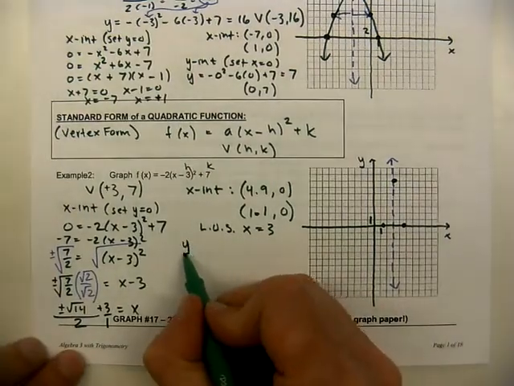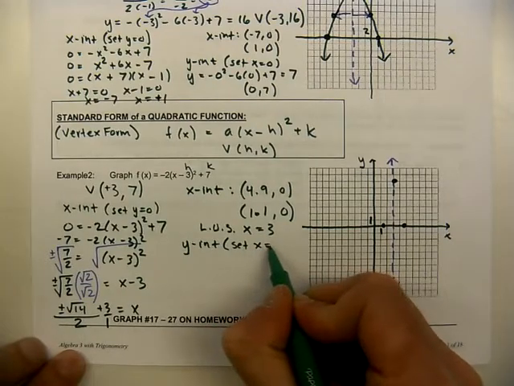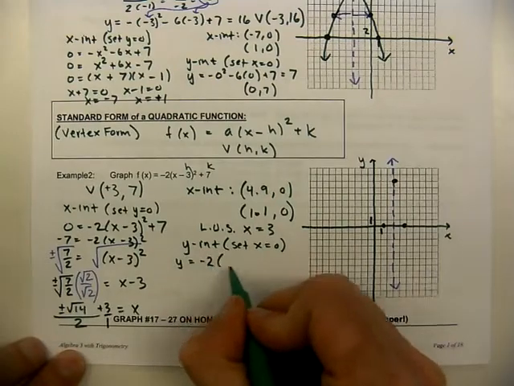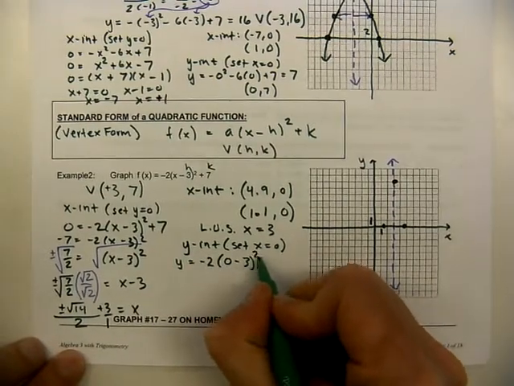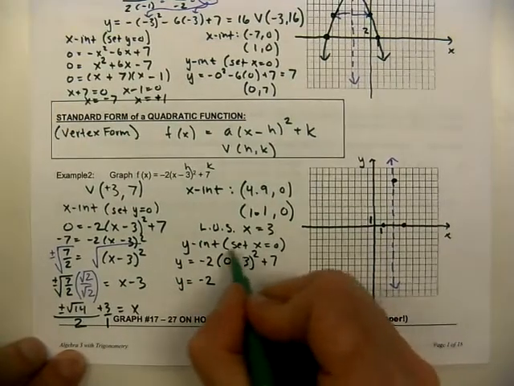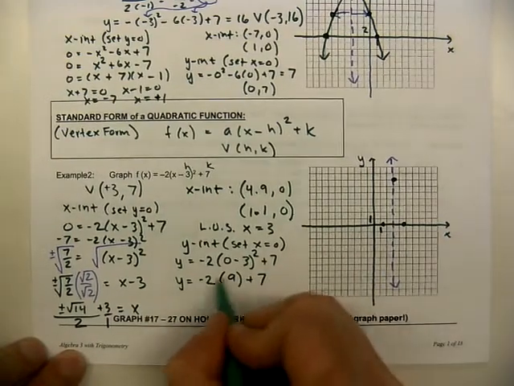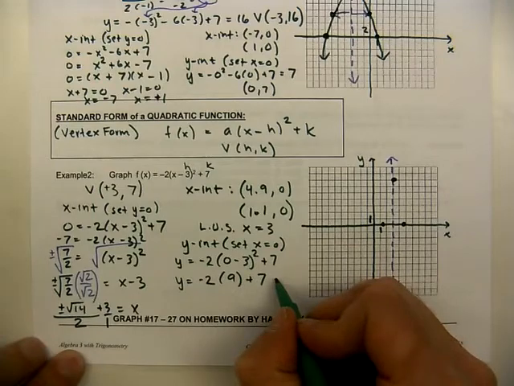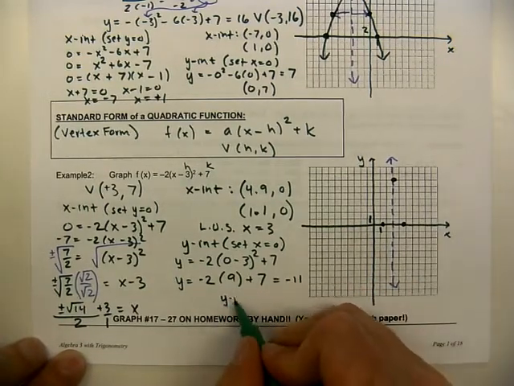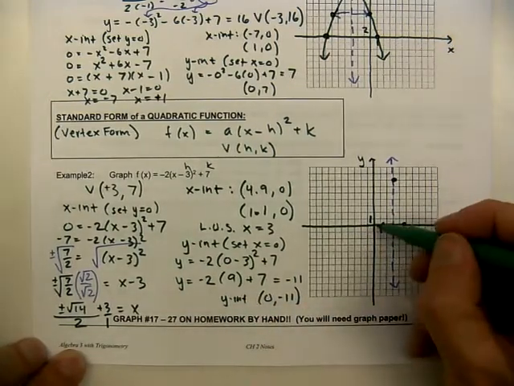So to finish it up, we need the y-intercept. So to find the y-intercept, get rid of the x, set x equal to 0. So 0 is your input. So y equals -2 times the quantity 0 minus 3, that quantity squared, plus 7. So using order of operations, we have a -3, and then we square that, we get a +9. Then we multiply that with -2, -18. Then we add 7, and that gives us a result of -11. So my y-intercept is located at (0, -11).